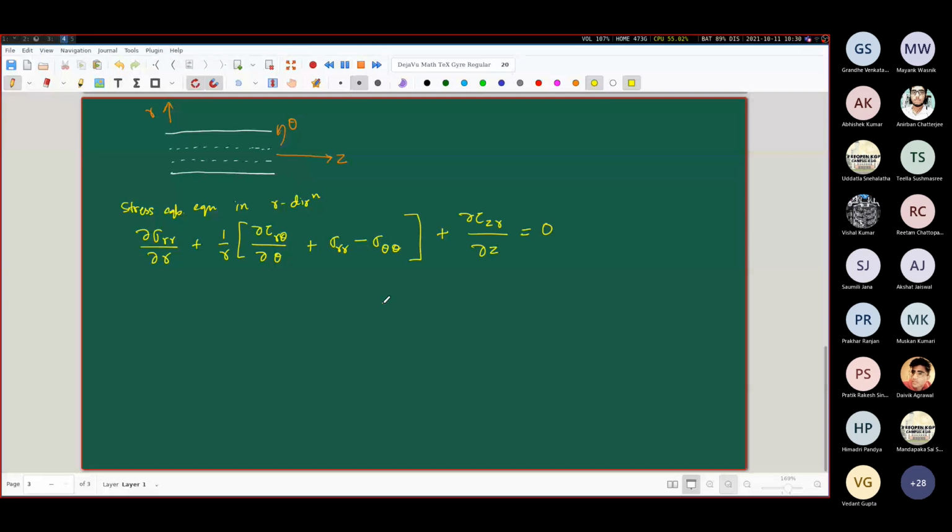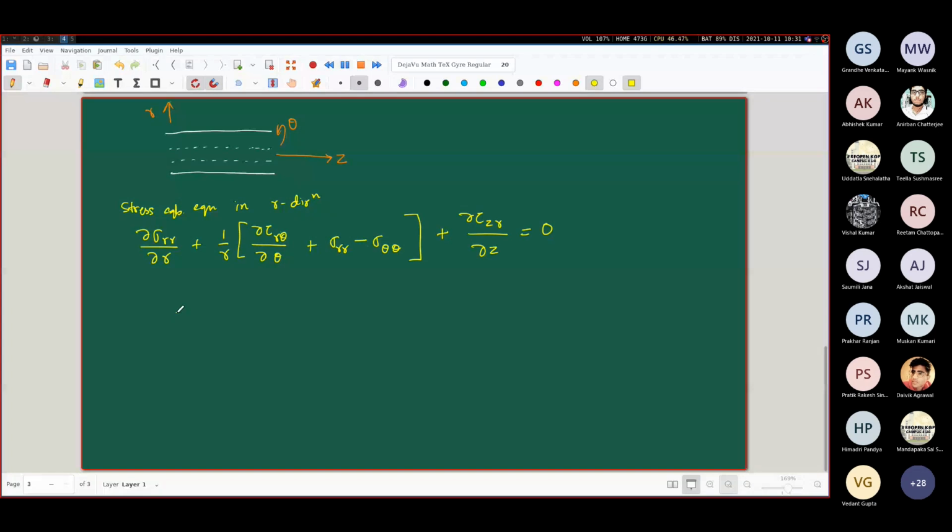Now, cylindrical coordinate systems and spherical coordinate systems always throw up surprises. You would not expect these kinds of stress components to appear, but they do appear. Ideally you would have thought that only these terms appear, but in addition, these also appear. So don't worry about it right now. You will see through the derivation how these appear.